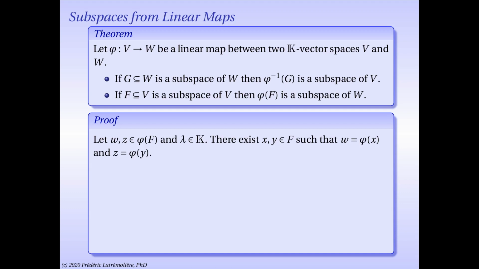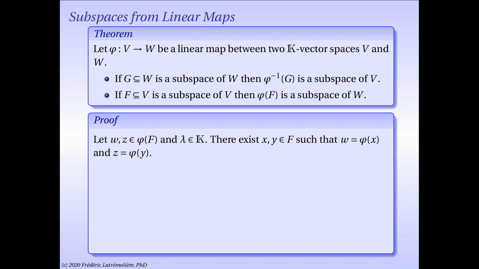Now, let's look at the other bullet point here. The push forward of a subspace of V by phi must also be a subspace. So the principle is similar. I'm going to take two vectors in the image of F by phi, where F is a subspace of V, and I'm going to take an arbitrary scalar lambda.